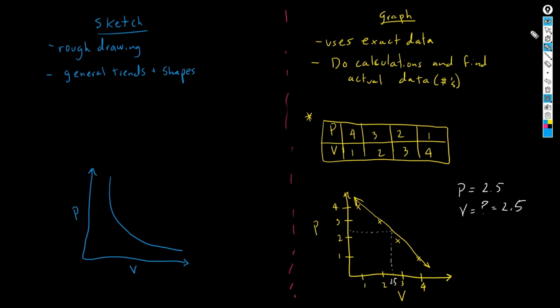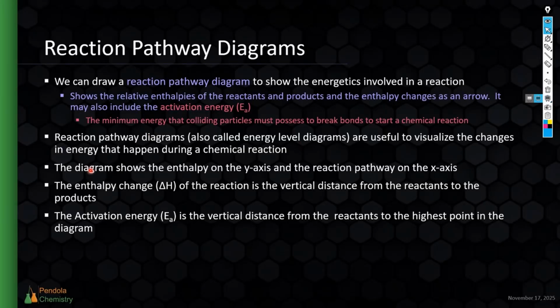All right, so let's go back to that. A reaction pathway diagram or an energy level diagram is going to show us some general shapes. It's going to show us the difference between the reactants and the products in terms of energy. It's going to show us the enthalpy change of that reaction, and it might show us the activation energy. The diagram is going to show the enthalpy, or the energy of the reactants and the products, on the y-axis, and the reaction pathway on the x-axis.